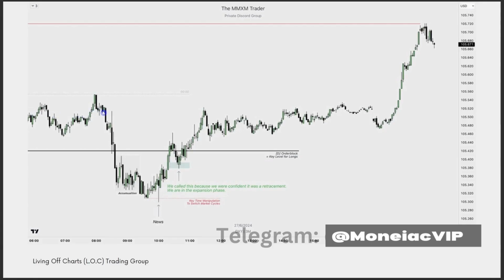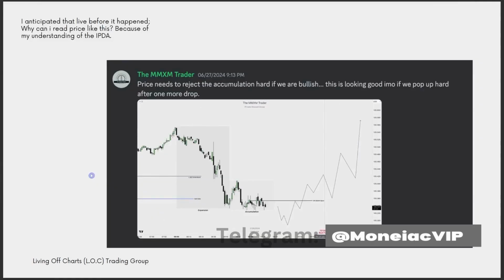We're going from a higher time frame consolidation into an expansion lower to reverse, and then on the lower time frame it's confirmed as well. Now, we anticipated that live before it happened, so why can we read price action like this? Because it's the understanding of that IPDA market cycles, right?